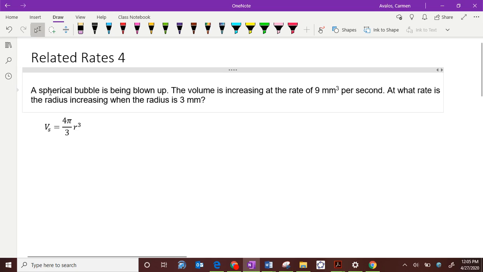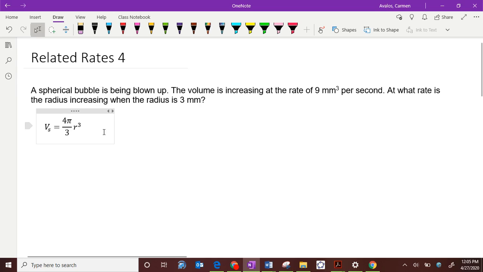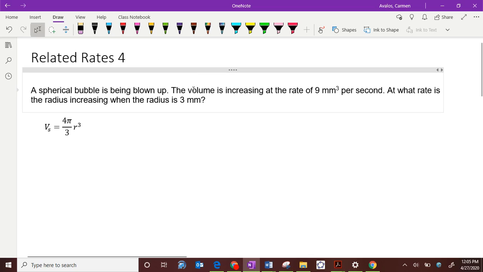So looking at this one here, we're talking about a spherical bubble. The volume of a sphere is 4 pi over 3 r cubed. And the volume is increasing at a rate of 9 millimeters cubed per second. So we know they're telling us it's volume and they're telling us it's increasing at a rate, so we know that that is a derivative.